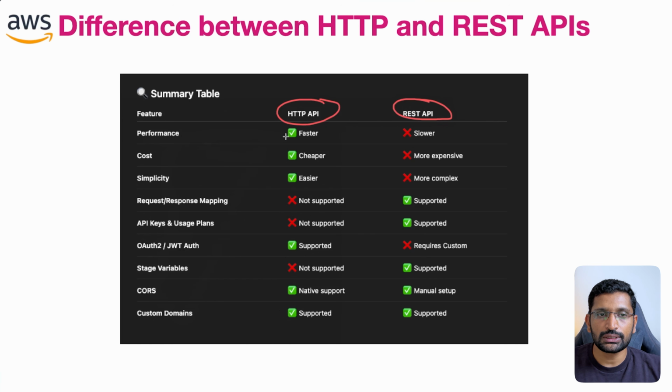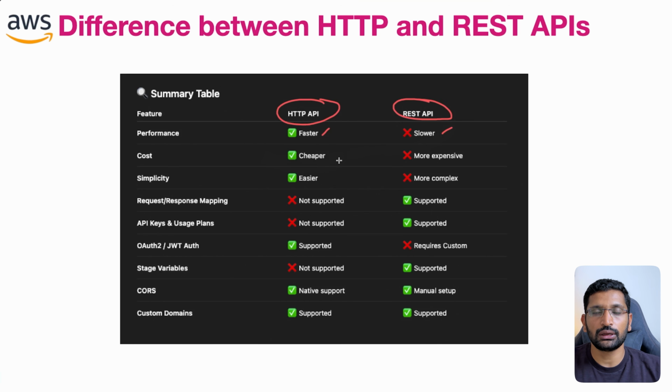So performance wise HTTP is quite fast, but REST API is a bit slower. I would not put it like it's drastically slow, but it is a little bit slower, but still it's very scalable and very fast. But if you want to compare on a very granular level, then that's a slight difference between the HTTP API and the REST API, but both fulfill the same purpose.